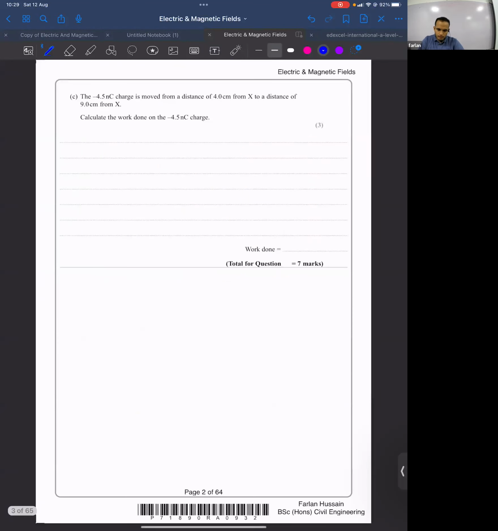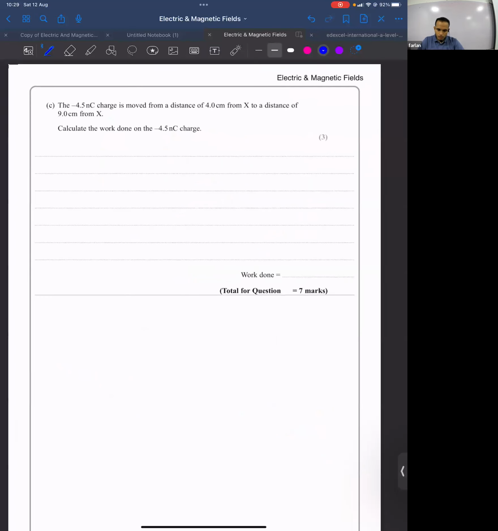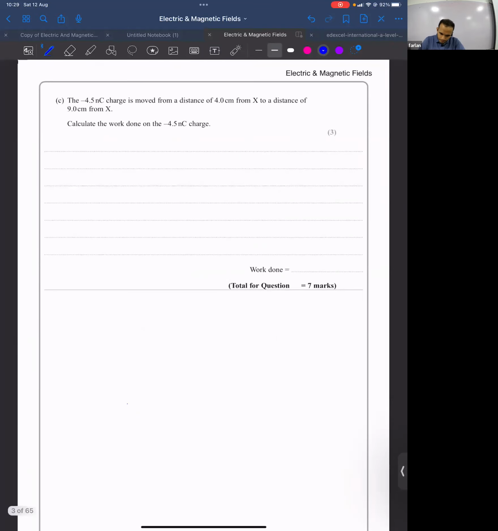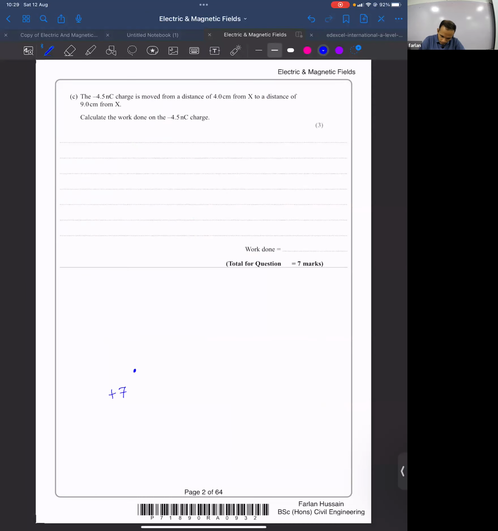The next one: the minus 4.5 nanocoulomb charge is moved from a distance of 4 centimeters from X to a distance of 9 centimeters from X. Calculate the work done on the minus 4.5 nanocoulomb charge. So guys, the 7 nanocoulomb charge is here, and from there, 4 centimeters away, you have the minus 4.5 nanocoulombs.